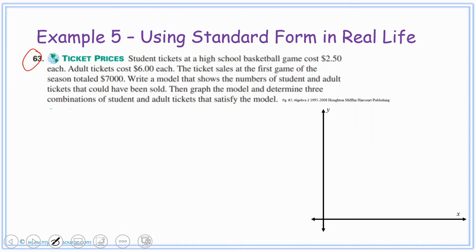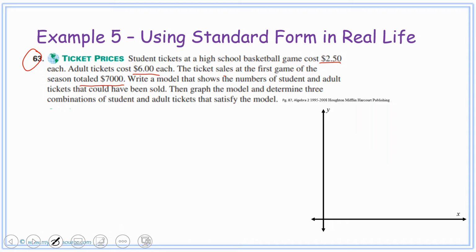Student tickets at a high school basketball game cost $2.50. Adult tickets cost $6 each. The ticket sales at the first game of the season totaled $7,000. Write a model that shows the numbers of student and adult tickets that have been sold. Now remember, this goes back to chapter 1 of doing a verbal model.